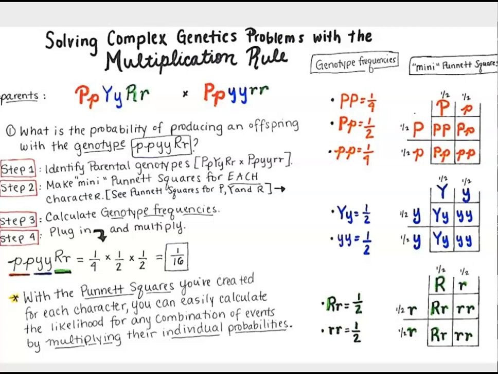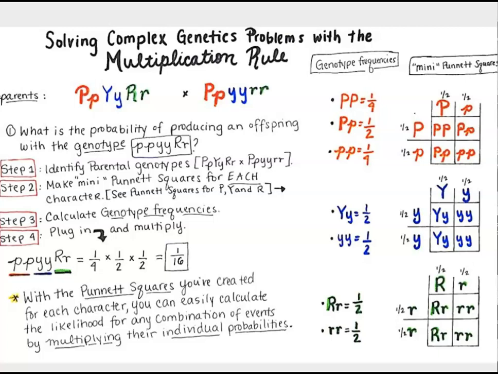For this example, we need to make 3. 1 for P, 1 for Y, and 1 for R. They are shown color-coded on the right. Each parent went through meiosis, where alleles segregated to make the individual gametes. Step 3, calculate genotype frequencies. This step is just like what we did with the monohybrid cross Punnett square. Step 4, plug in the genotype frequencies and multiply.